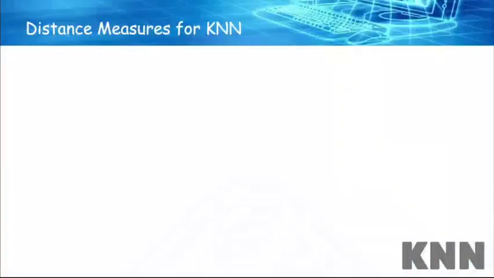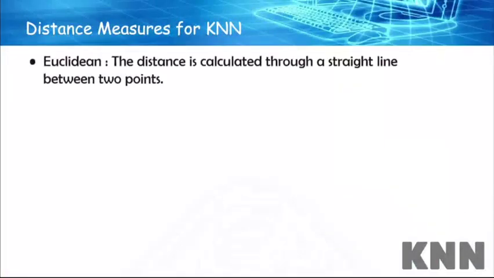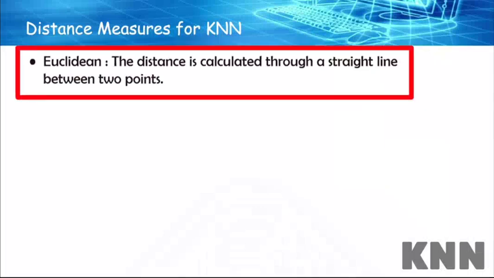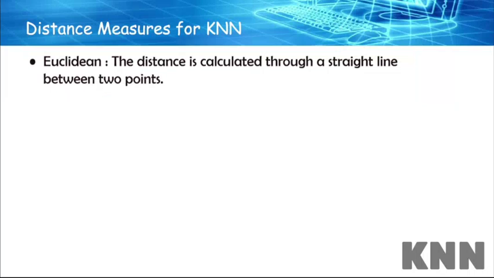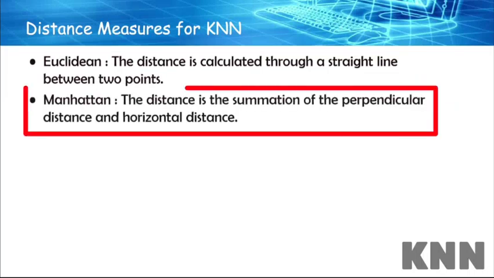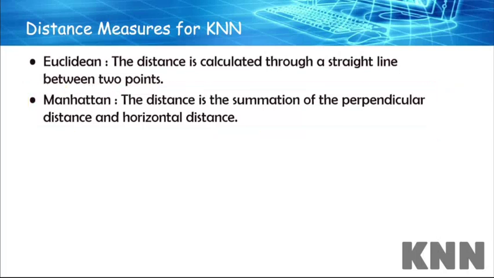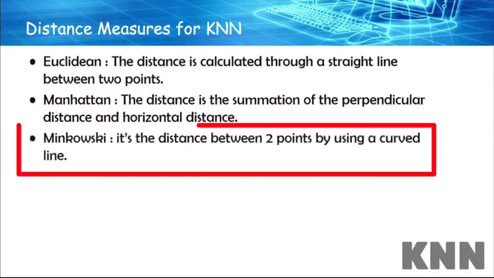We'll be using distance measures for KNN. First is Euclidean, the distance calculated through a straight line. It is just a straight line between 2 points, which is the shortest path, and we get that as the closest similarity between two data points. Next is Manhattan, where the distance is a summation of perpendicular distances. Basically we get horizontal lines drawn across the 2 points, and then we get the perpendicular distance. The final one is called Minkowski.